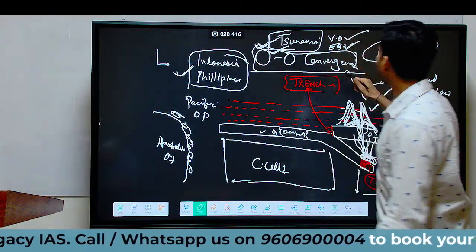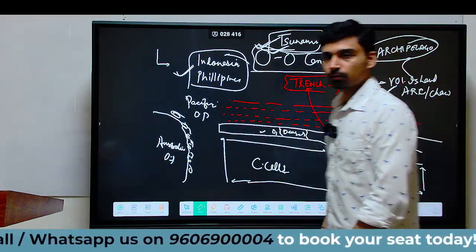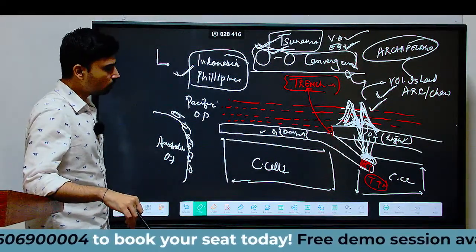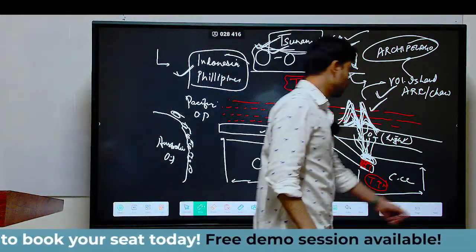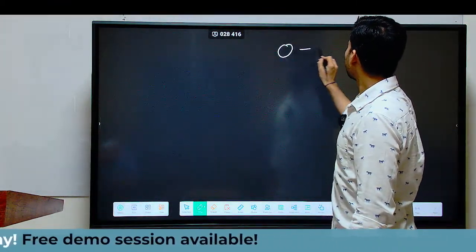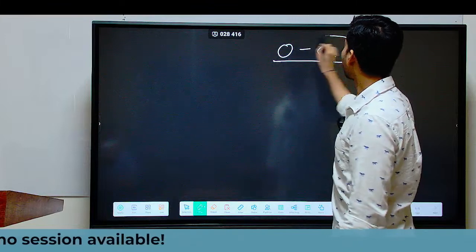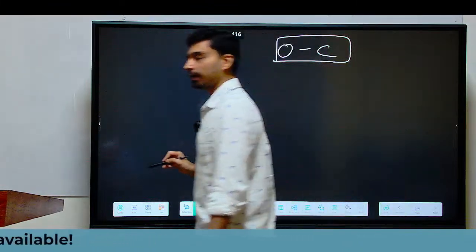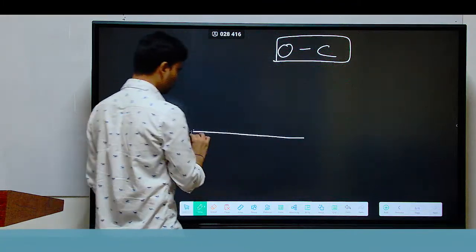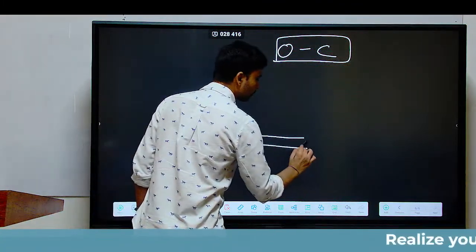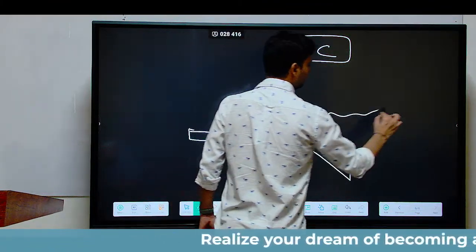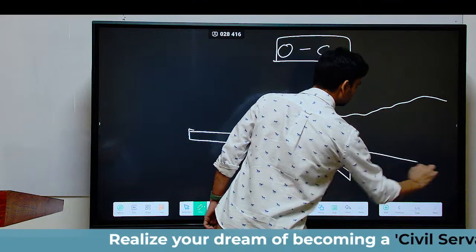I hope up to here all points are clear to you. Now the second type of convergence we have to talk about is OC convergence. That means when we have convergence between an oceanic plate on one hand and a continental plate on the other hand. So when we have OC convergence, what basically happens? One plate we can draw is the oceanic plate, and the other plate is the continental plate.